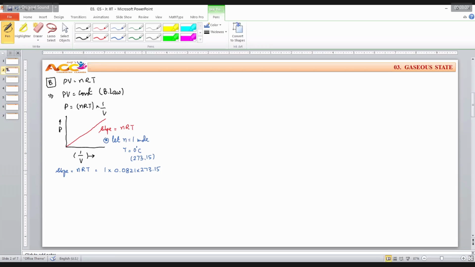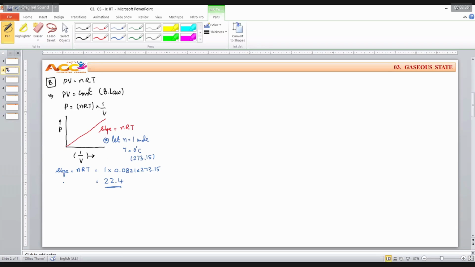Now 0.0821 into 273.15. If you multiply that, you get 22.42. A beautiful number we are getting. What is that? 22.4. And we know 22.4 liters is the volume of 1 mole of gas at STP. Yes, remember that. If you have taken pressure versus 1 by V, the slope of this graph is always 22.4 provided the number of moles is equal to 1.